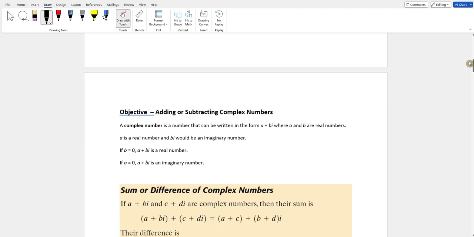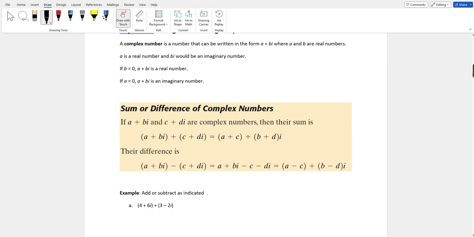So first, let's talk about adding and subtracting complex numbers. Remember, a is a real number and bi will be the imaginary number. So if you set b equal to 0, you're going to be left with a, and a is a real number. And if you set a equal to 0, you're going to be left with bi, which is an imaginary number. So when you add or subtract complex numbers, what you do is you group the real numbers together and the imaginary components together. Same thing with the difference and with the addition.